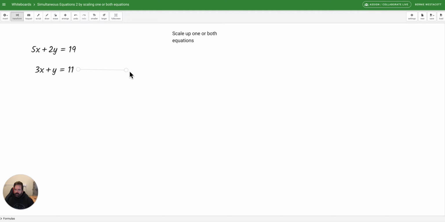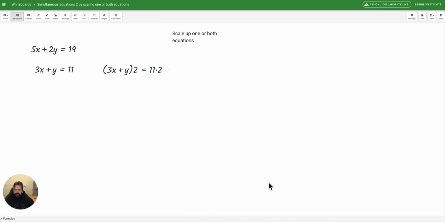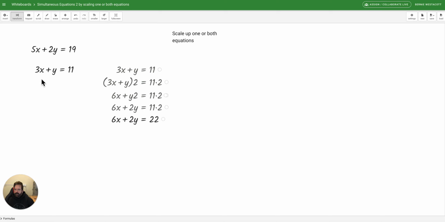So let's make a copy over here and move it a little bit over there. So what I'm going to do is transform this equation, click on equals, and multiply everything by 2 so I get 2y. If I multiply everything in the bracket by 2, I now get 6x plus 2y equals 22. So I've just doubled everything in this equation.